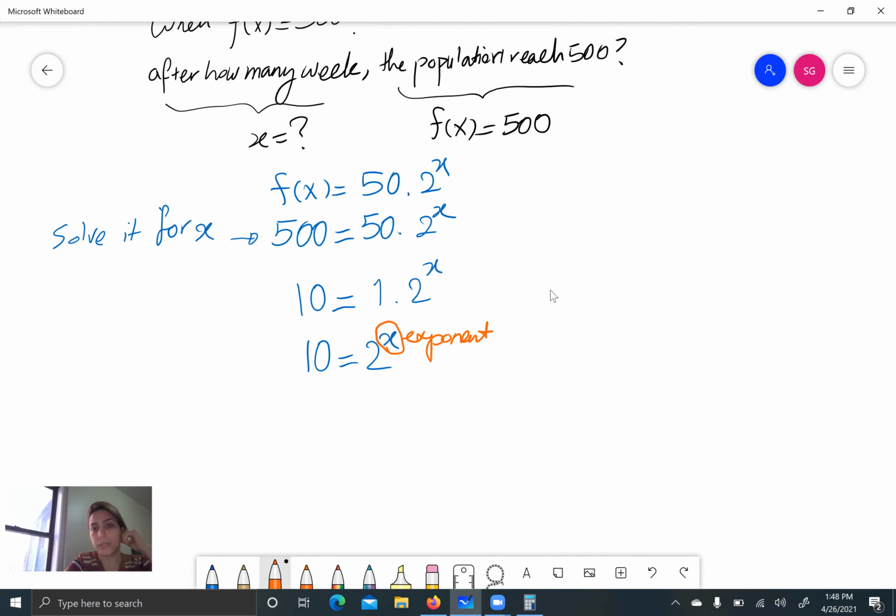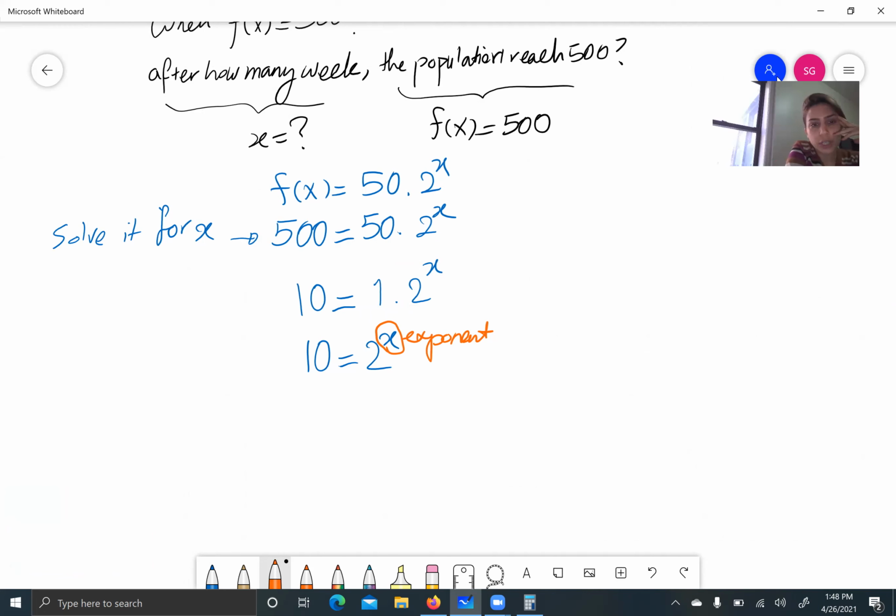So let's think about this question. What is the question at this step? The question is, for what x value does 2 to the x give us 10?